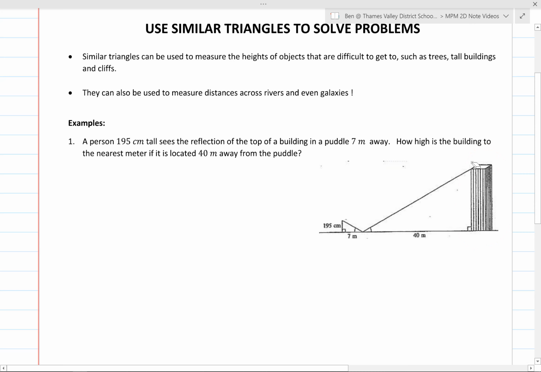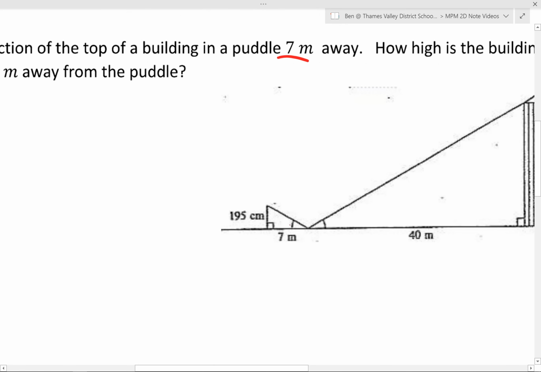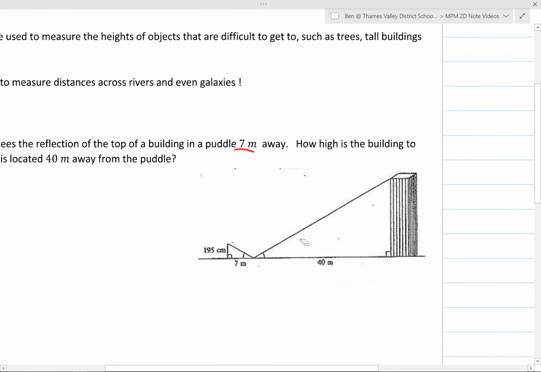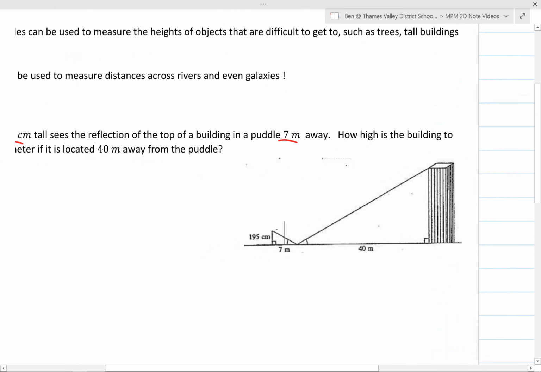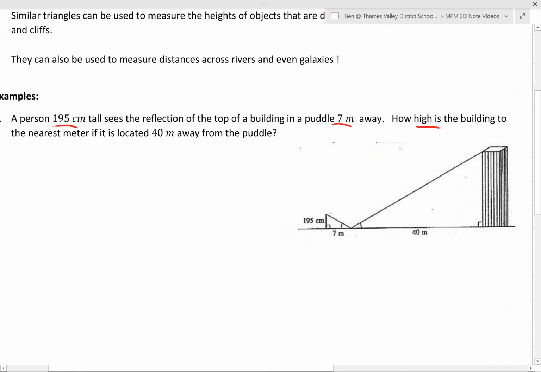So in this first application, a person is 195 centimeters tall, and they see the reflection of the top of a building in a puddle 7 meters away. It's a physics concept that the angle they're looking at this puddle will be the same angle that the building is on the other side of that puddle. Either way, the diagram's given to us, so we don't necessarily need to be aware of that concept. Now, how high is the building to the nearest meter if it's located 40 meters away from the puddle?